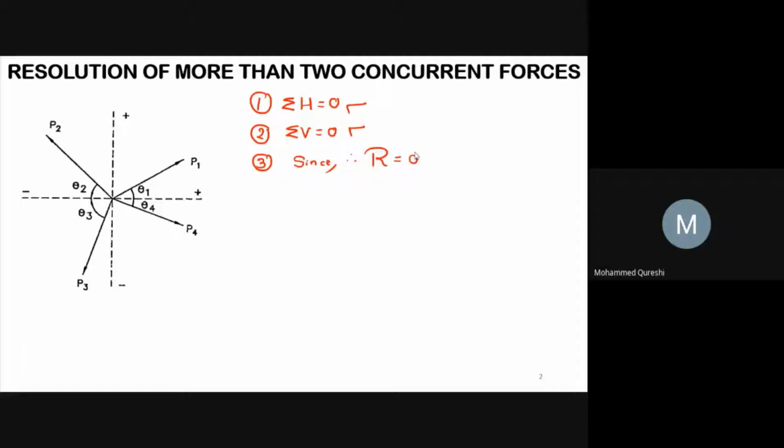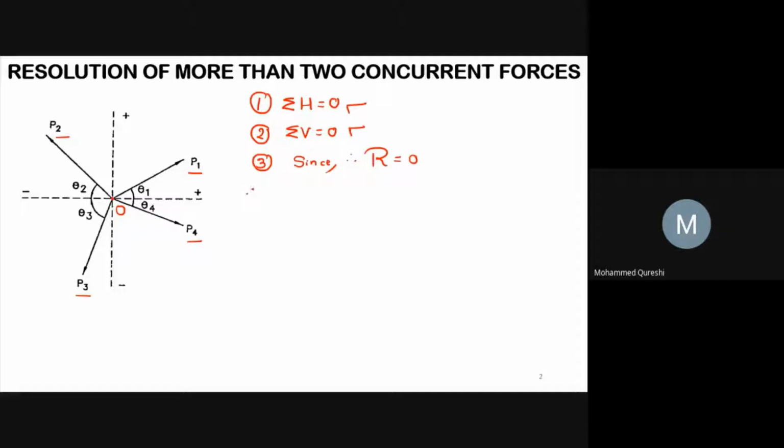So now we will go to this figure. Here we have considered four forces. First is P1, second is P2, third is P3, and fourth is P4. Here, all the forces are acting at a point, and we gave this point the name O, as shown in the figure. Now, we already discussed sigma H and sigma V. Sigma H is the algebraic sum of horizontal forces, sigma V is the algebraic sum of vertical forces, and here R is the resultant.